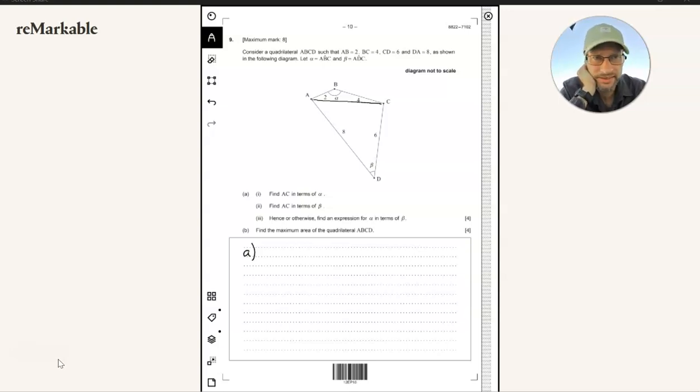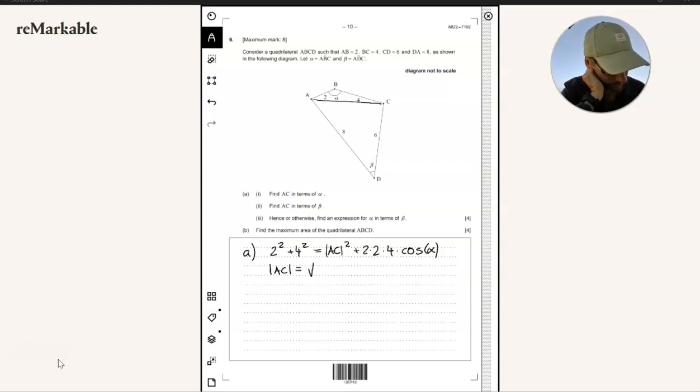And that's really just screaming for the cosine rule, because we have 2 sides and we need the last side. So we could write immediately that 2 squared plus 4 squared equals AC squared plus 2 times 2 times 4 times the cosine of alpha. And we want to get AC, so AC becomes the square root of, so 2 squared is 4 plus 16, that's 20.